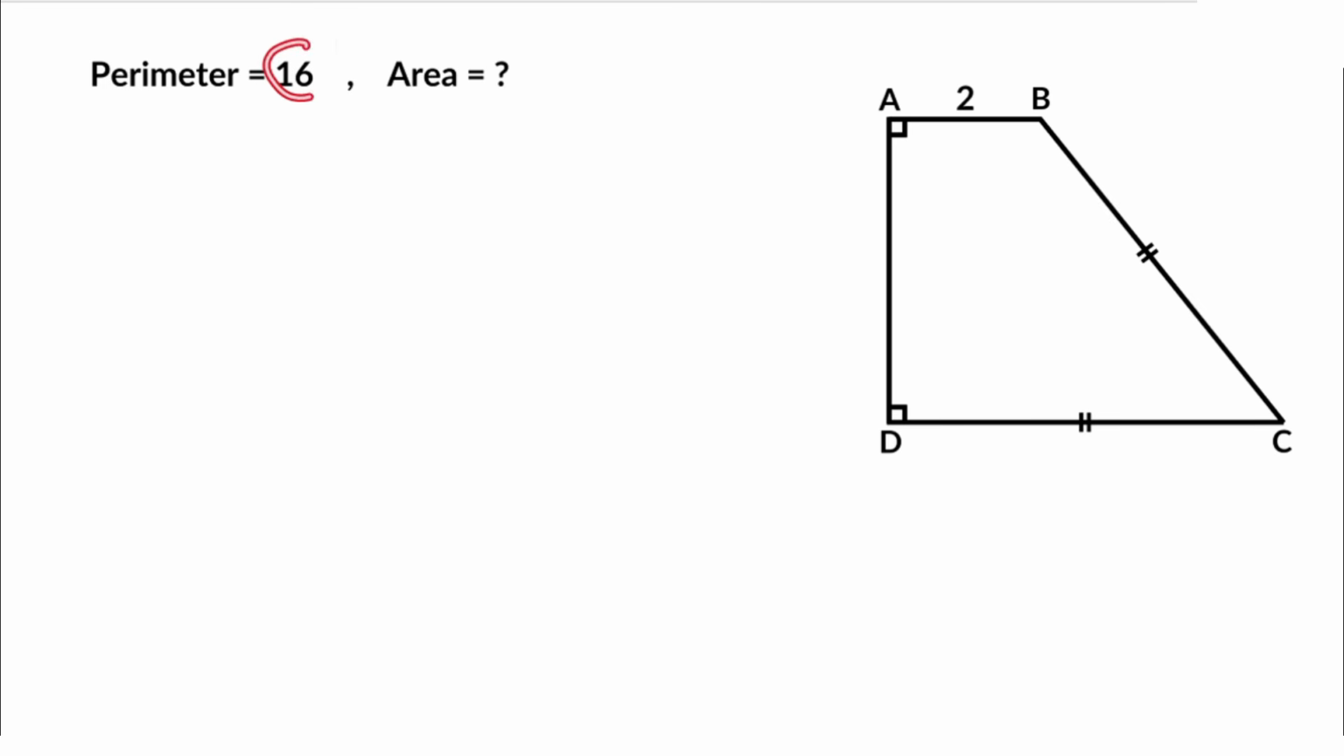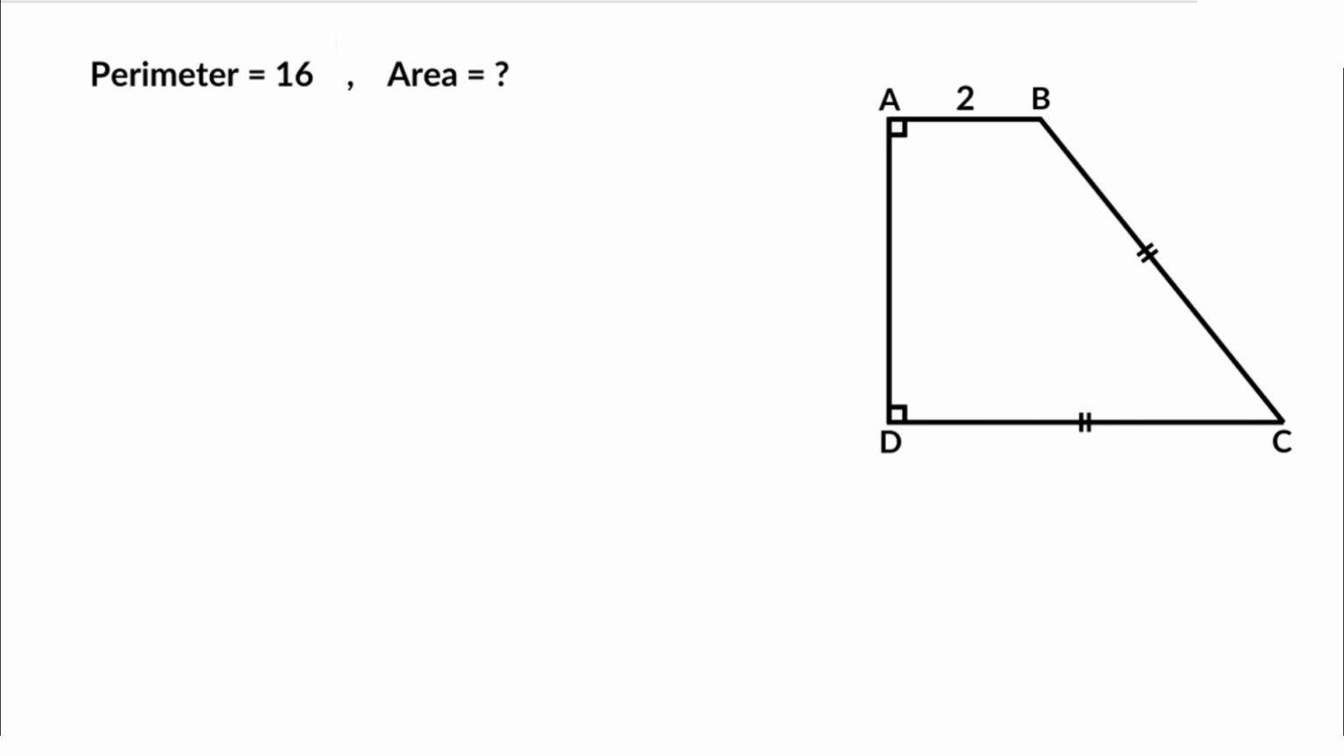We know the perimeter of this trapezoid is 16 units, and the top base is only 2 units long. We also know something unusual. The slanted side is exactly the same length as the bottom base. And from that, we have to find the exact area? Yes, it looks like we're missing too much information, but there's a clever way to uncover everything we need.